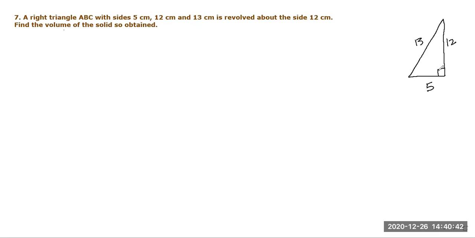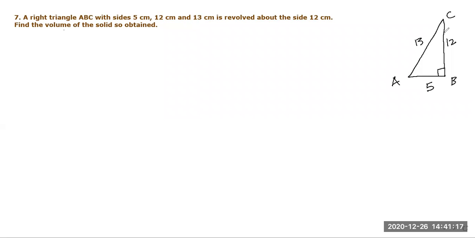Revolved around the side means take this corner. Let us say this is A, B, C. Now, students, you take this vertex A. There are three vertices of the triangle. Now simply make B vertex fixed, and simply revolve A around the B.